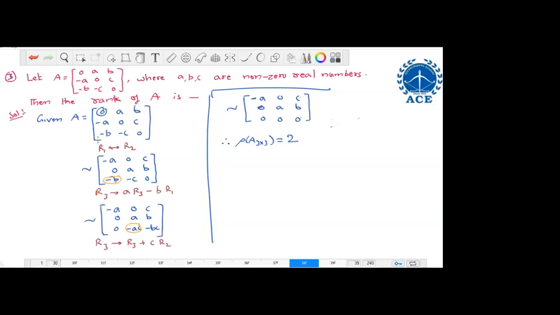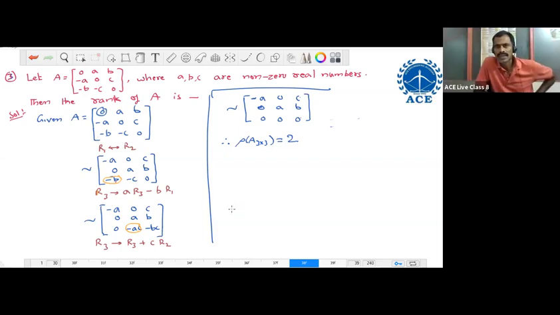Suppose we have an upper triangular matrix, can we say that it is already in echelon form? Every upper triangular matrix is in echelon form, but you have to observe the elements also. Suppose the elements are like this: A, B, C, 0, D, E, 0, 0, F. If A, D, F are non-zero numbers, directly it is in echelon form.